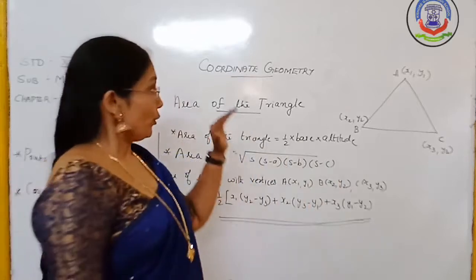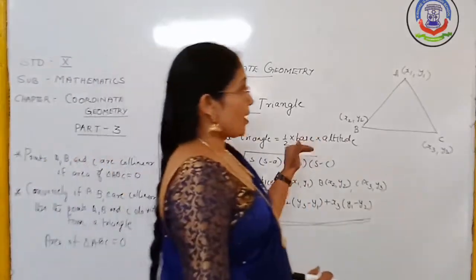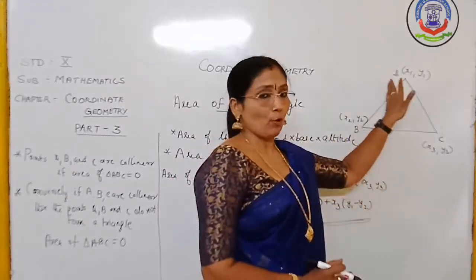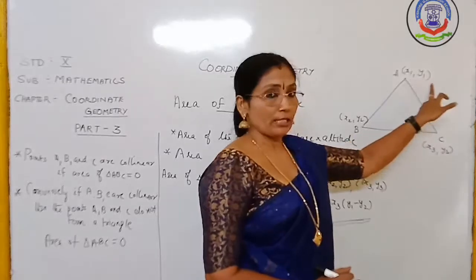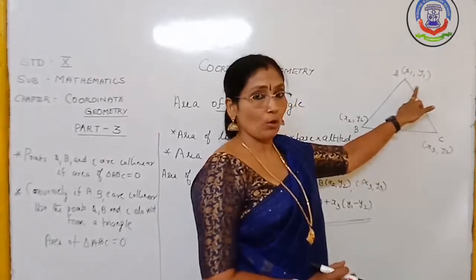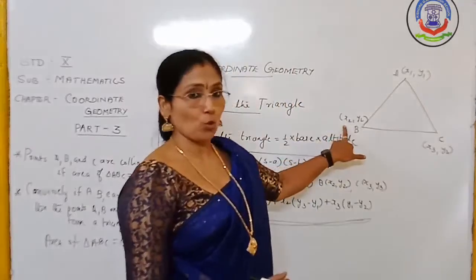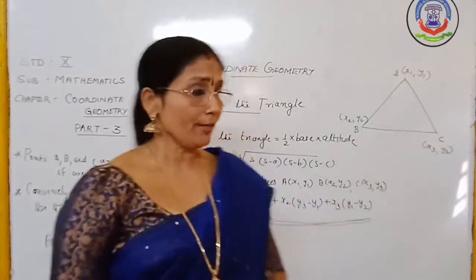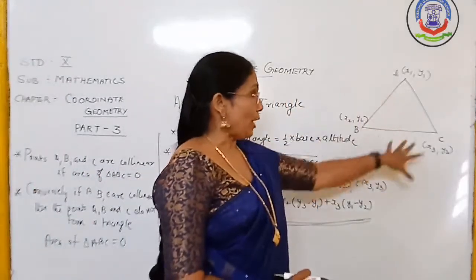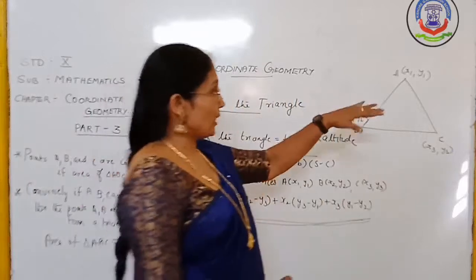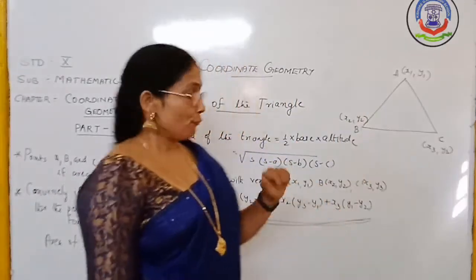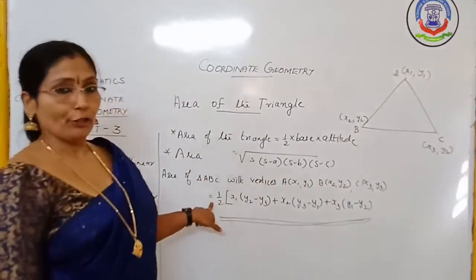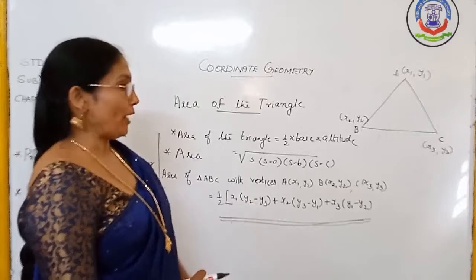But here, according to coordinate geometry, suppose your triangle's three vertices are given in terms of coordinates. That means vertex A is (x1, y1), vertex B is (x2, y2), and vertex C is (x3, y3). Now how do we find the area of the triangle using these coordinates? For that we use one formula. What is that formula? Half into x1 into (y2 minus y3).